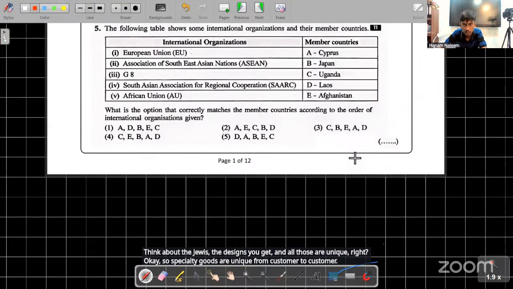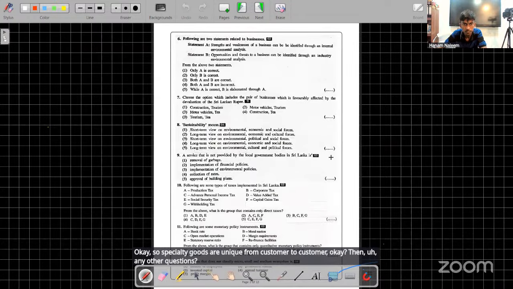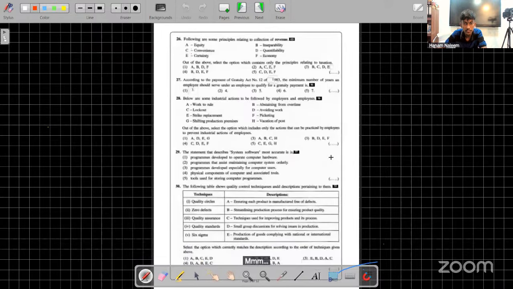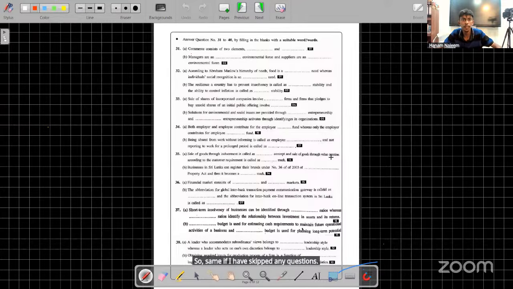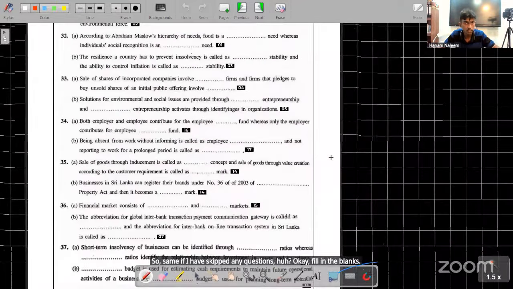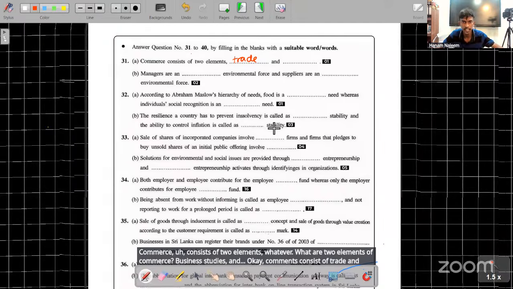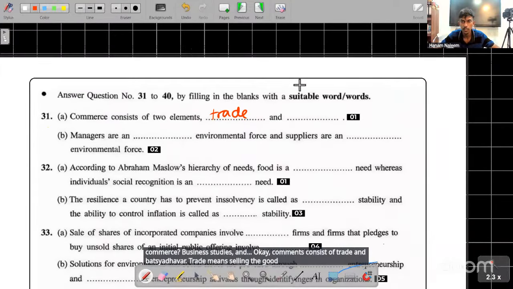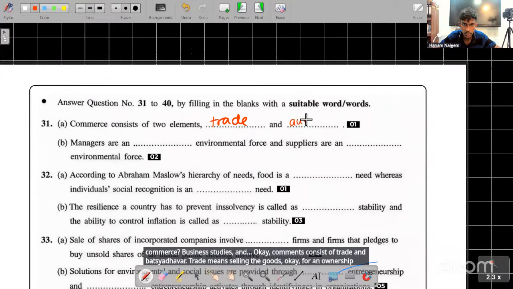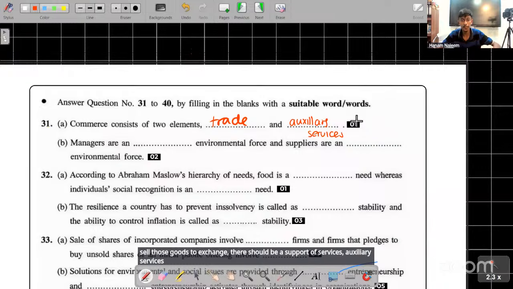Okay, then any other questions? If I have skipped any questions, okay, fill in the blanks. Commerce consists of two elements. What are the two elements of commerce? Commerce consists of trade and what's the other one? Trade means selling the goods for an ownership, and to sell those goods to exchange, there should be a support of services, auxiliary services or supportive service.